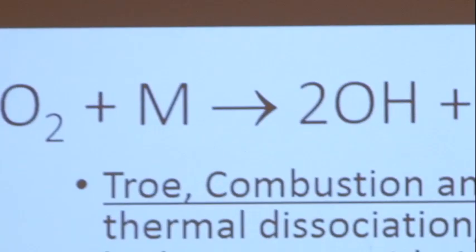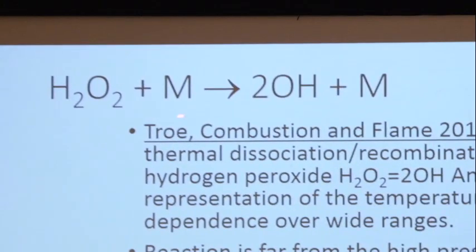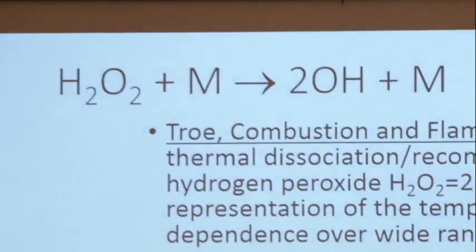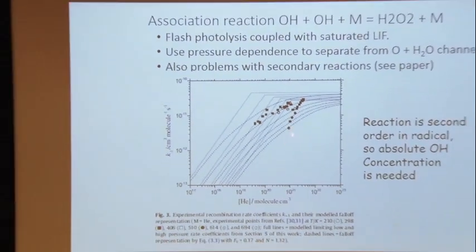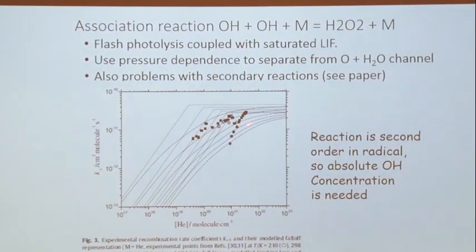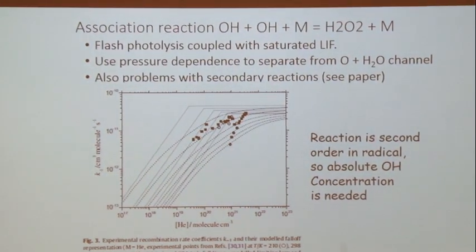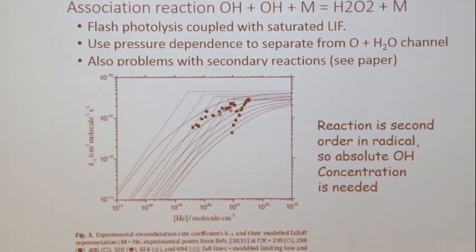This is a very important reaction. You make a lot of hydrogen peroxide in low temperature ignition systems, and knowing exactly this rate is very important. This is actually difficult to measure too, and so there's still a lot of work on this. You can see that the theory doesn't really match the experimental data, and so this is one of these ones that's still an unresolved problem.